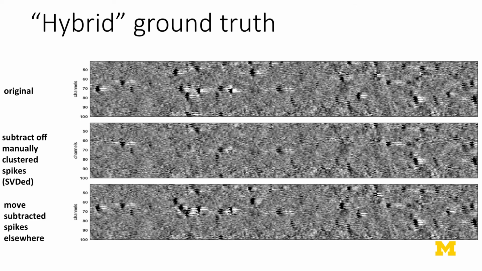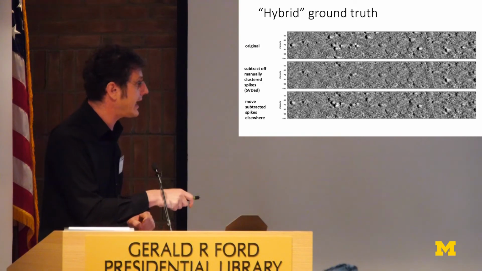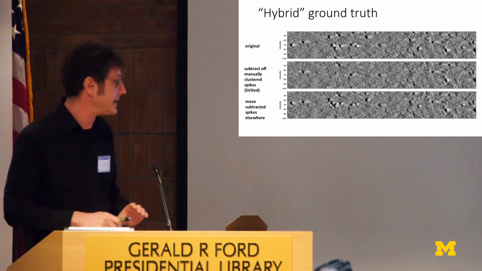And here, you see what's happened to the data set after we do this procedure. So here's the original data with the spike times in black for the negative and white for the positive, channel number on the y-axis and time on the x-axis. This is what's left after you subtract the spikes that had been manually clustered. You see some of them are left. This one, for example, is still here because that one had not been manually detected.